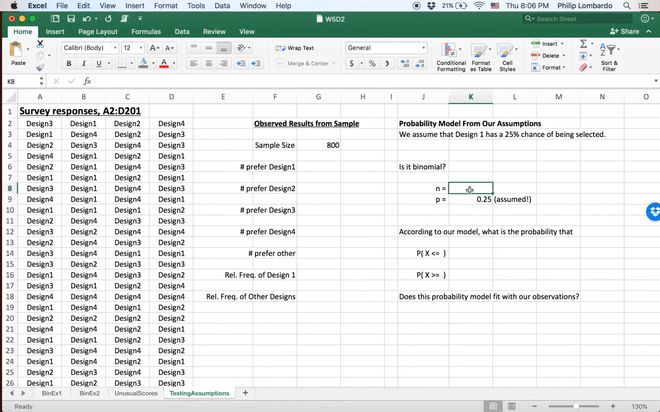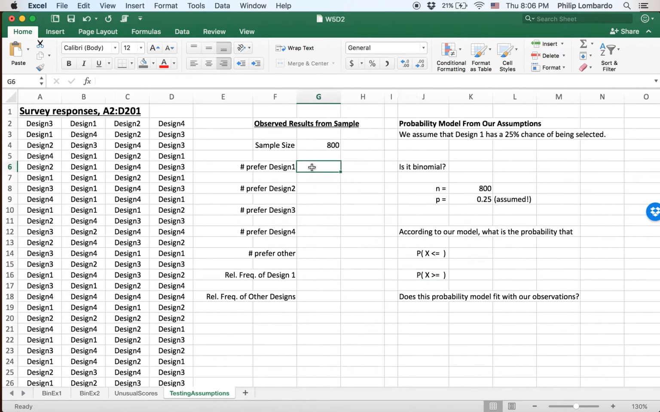Okay? So in our binomial model, where we're playing devil's advocate, we're assuming that our colleague is right. There's no preference between designs, so the probability design 1 gets selected is 25%. We've asked 800 people, right? This is going to allow us to answer questions about certain probabilities.